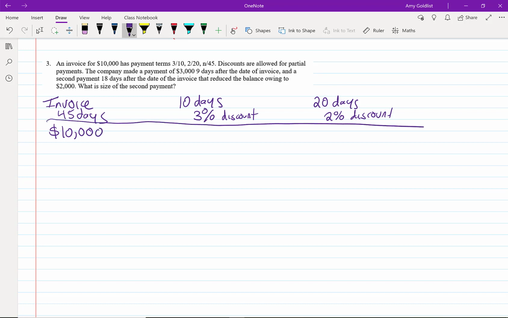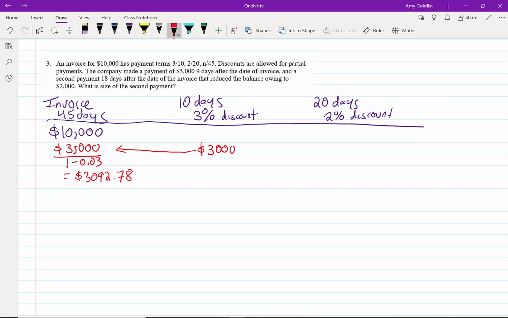Let's make a line here. We owe $10,000. Now let's put in our first payment. The first payment was $3,000 and it was 9 days later, so it got that discount, which means we actually end up with a credit of $3,000 over 1 minus 0.03, or $3,092.78. Notice that I'm rounding here.